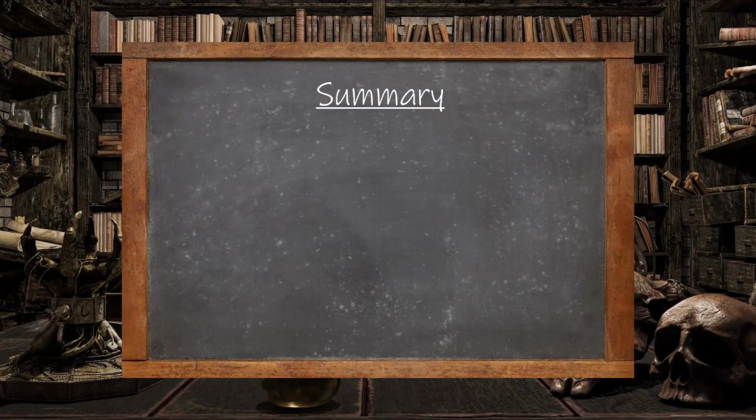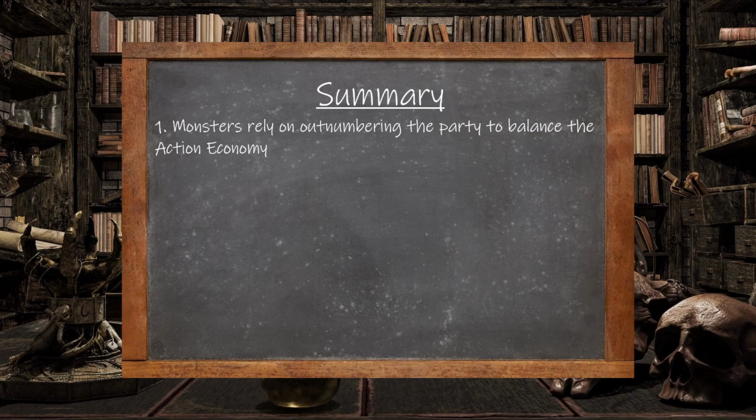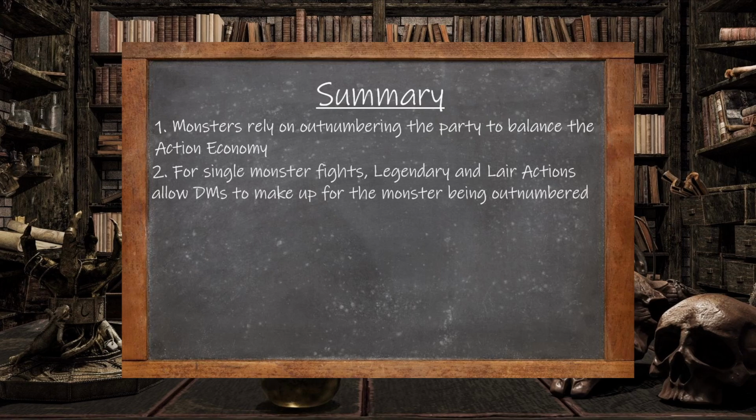To summarize the tools a DM has to balance action economy, monsters, especially lower challenge rating ones, rely on outnumbering the party to account for the fact that they have fewer actions and bonus actions. For single boss fights, DMs can use legendary and lair actions to give the boss more actions in a round without having to add in a bunch of minions.